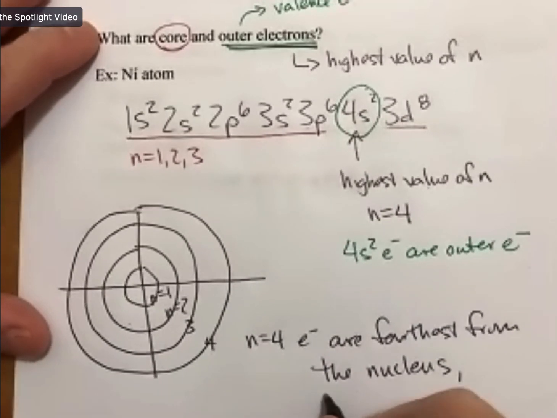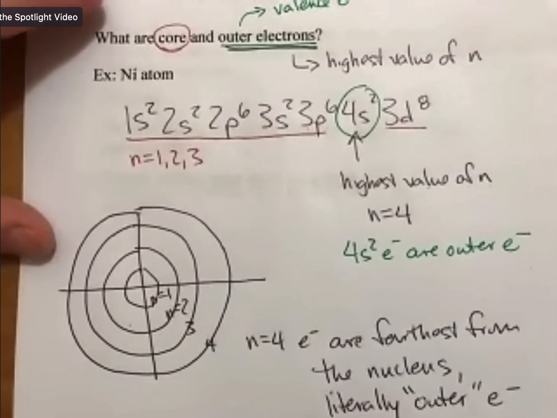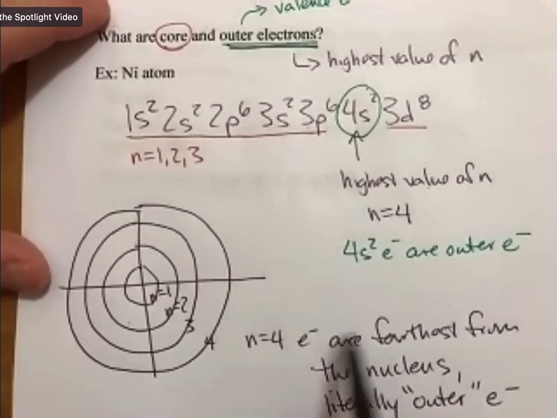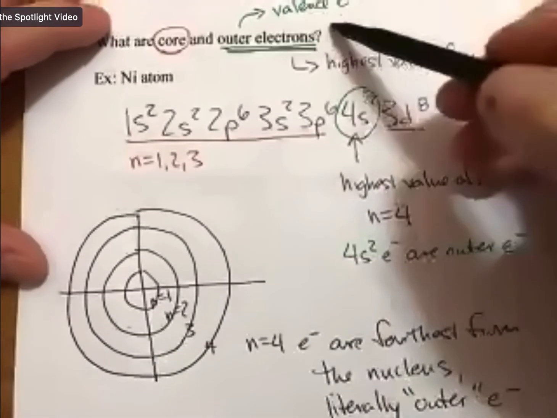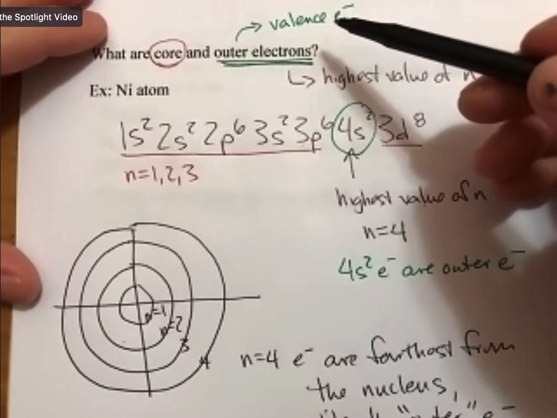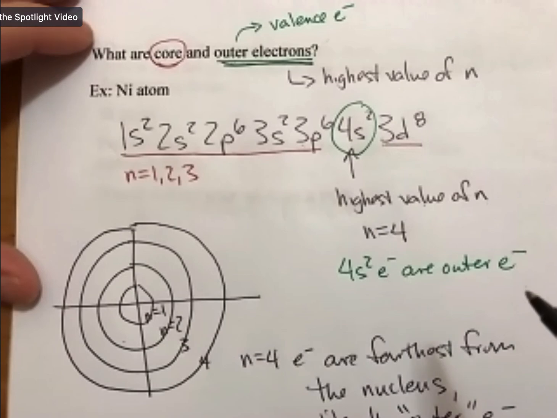Literally outer electrons. And the other electrons are core electrons. And why we're so interested in the outer and what we'll call the valence electrons is because these are typically the ones that participate in bonding, as we will see. Any questions about that?